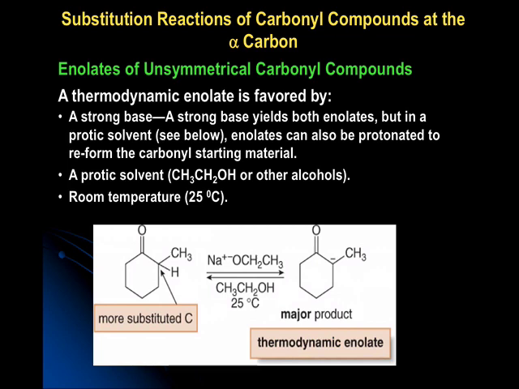Okay? So here they can get away with using a base in a protic solvent. Protic solvents favor the thermodynamic enolate. And you can also do these reactions at room temperature. Higher temperature also favors thermodynamic. Okay? So if I want to generate the enolate at the most substituted carbon, I'm going to use these conditions. I'm going to get my enolate and do the chemistry at that carbon. So I can select which carbon I do chemistry at. I can do chemistry here or I can do chemistry there, just by picking the conditions that I have, okay?